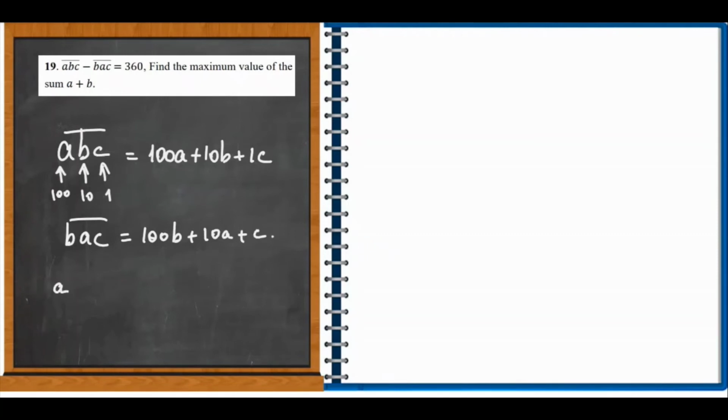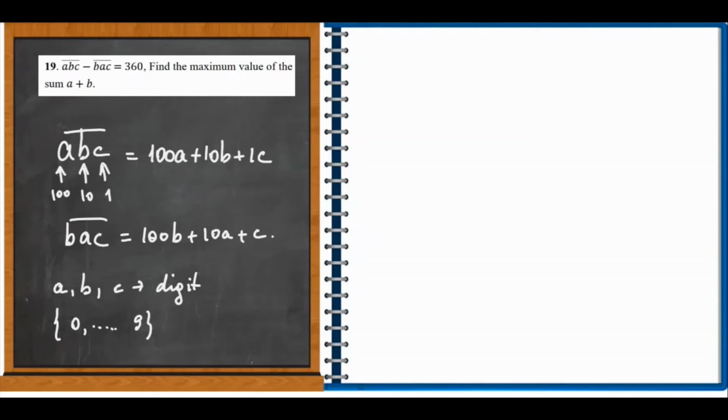Note that A, B, and C are digits. What is a digit? Digit means that they are the numbers from 0 till 9. So no more than 9 digits make numbers.